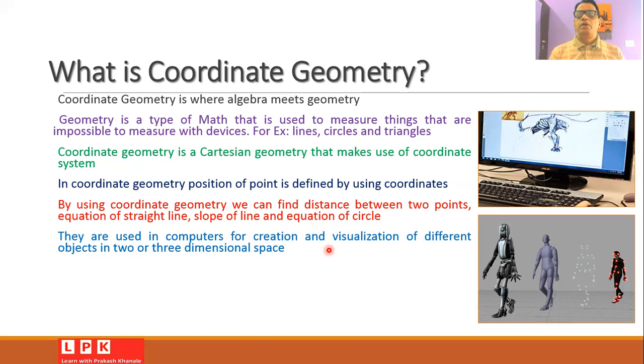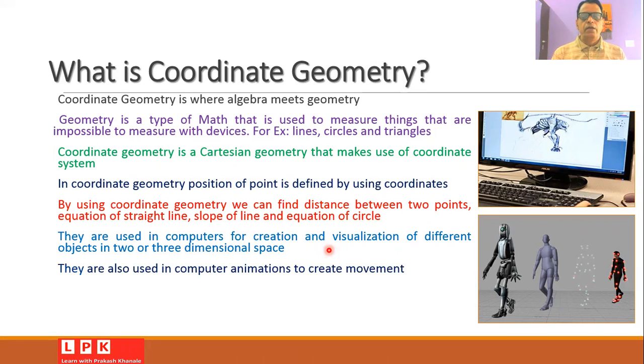Coordinate geometry is very useful because it is used in computers. It can be used for the creation and visualization of different objects in two-dimensional space, or when we go for three-dimensional space, objects can be created by making use of coordinate geometry. In computer animations, whenever we want to create the motion of a certain object, the motion can be created by making use of coordinate geometry.